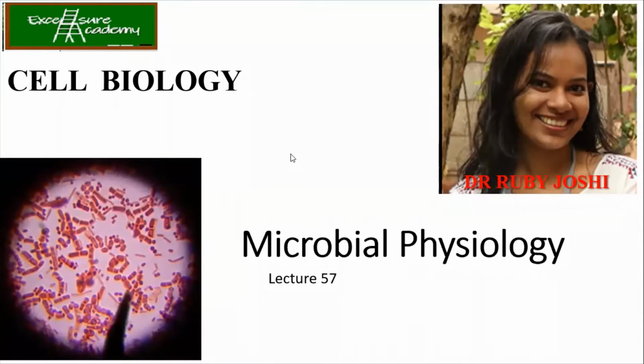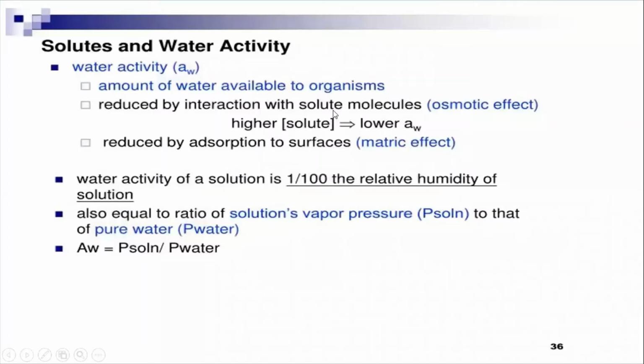So now we'll be discussing the last topic, that is the effect of pH, temperature, solvent on the growth of the bacteria. Okay, so solute and the water activity. Water activity here is represented by AW. Okay, it is the amount of water which is available to the organism.